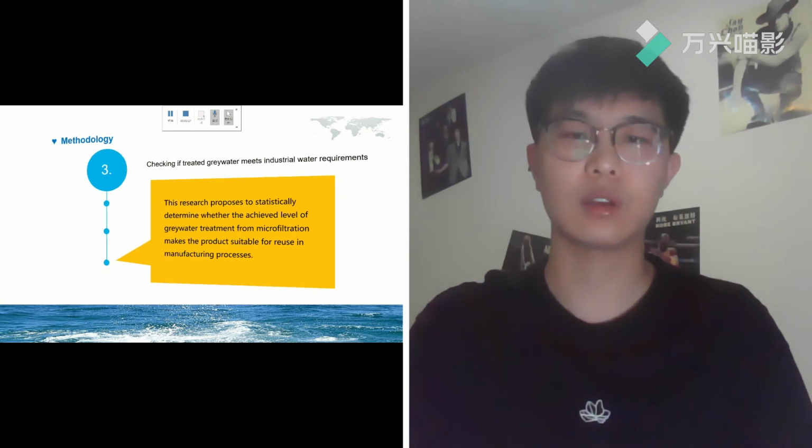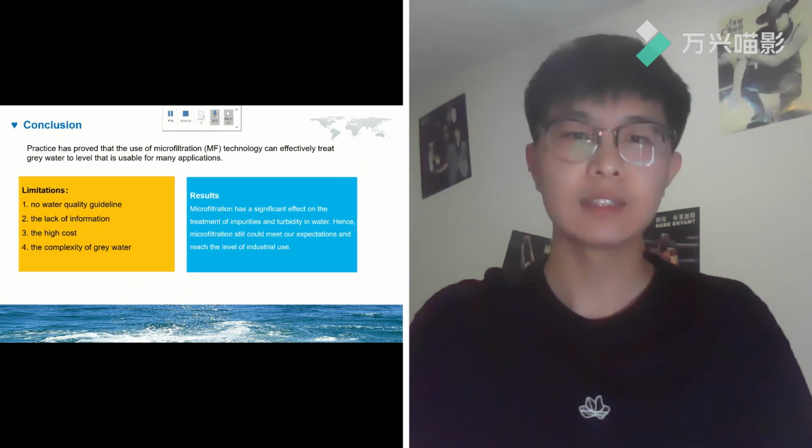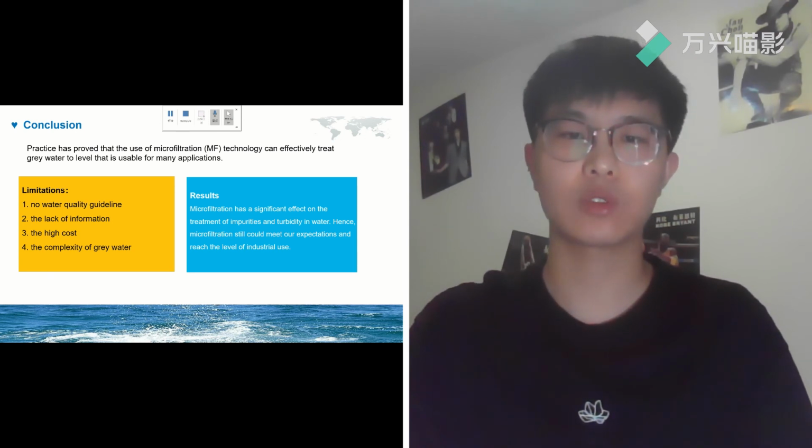Finally, I want to talk about the conclusion. Grey water reuse can meet the requirements of the manufacturing industry for water resources. Practice has proved that the use of microfiltration technology can effectively treat grey water to a level that is useful for many applications. However, there are still some limitations.